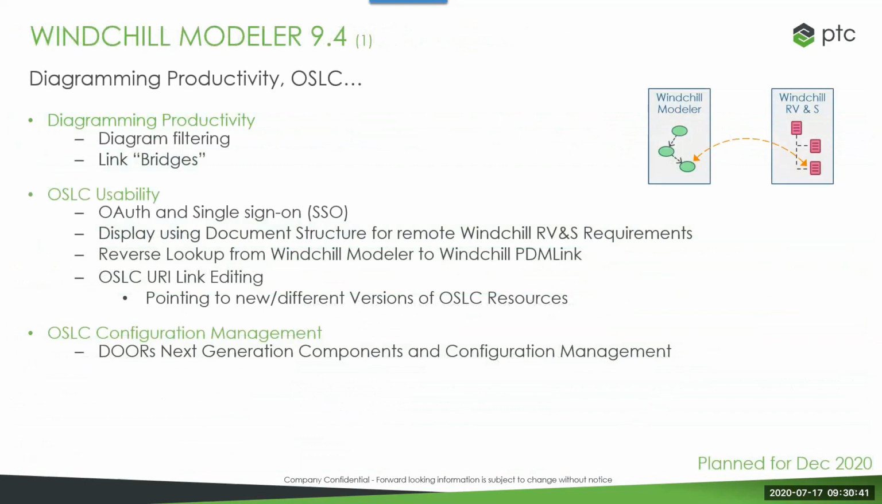So Modeler 9.4. On the diagramming front, we want to provide diagram filtering capabilities. So this should be something very powerful to help users simplify complex diagrams and filter what is displayed. Link bridges are for when links on diagrams cross. To make it easier to distinguish those cases, we're going to provide bridges that show lines going over each other.